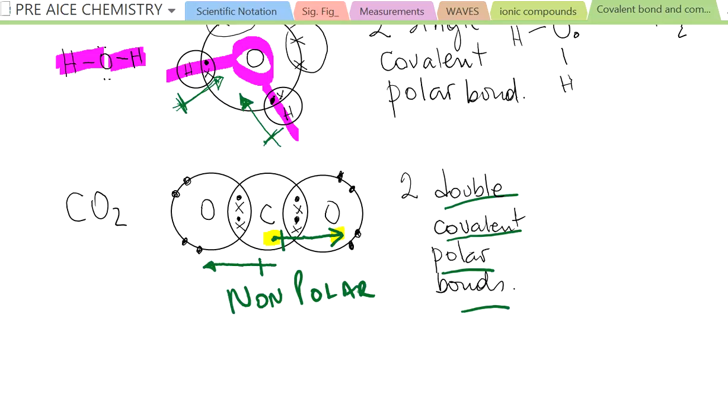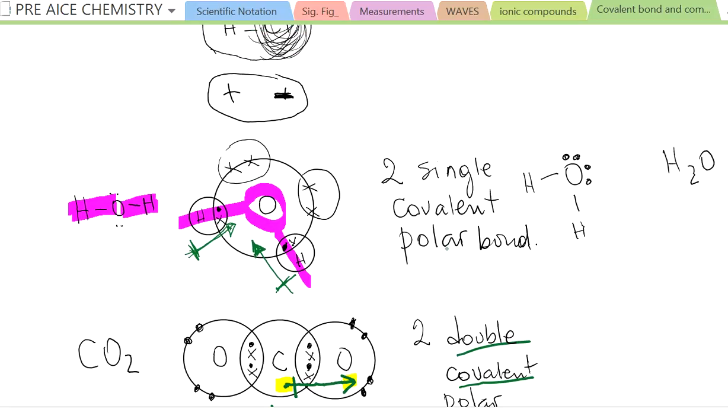Now you can see here in the water that this dipole moment and this dipole moment do not cancel each other. They are like vectors in math. So they don't cancel each other. That's why the water is a polar molecule.